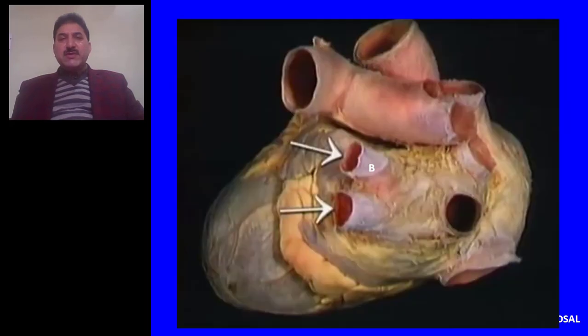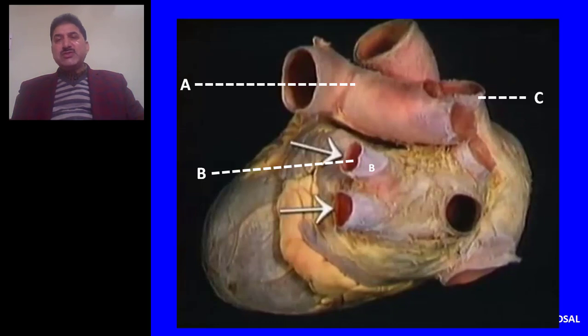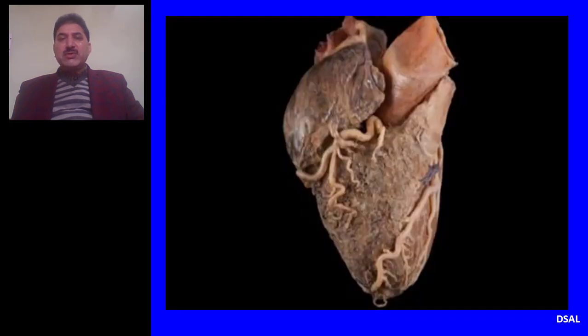Again, this is the posterior view of the heart. In this view, we can see pulmonary trunk dividing into right and left pulmonary arteries. In this specimen, A represents pulmonary trunk dividing into right and left pulmonary arteries. B represents one of the four pulmonary veins opening into the left atrium. C represents superior vena cava opening into right atrium, and D represents inferior vena cava again opening into the right atrium.